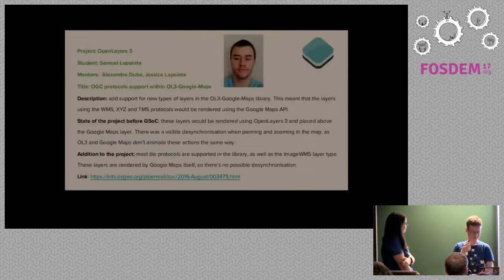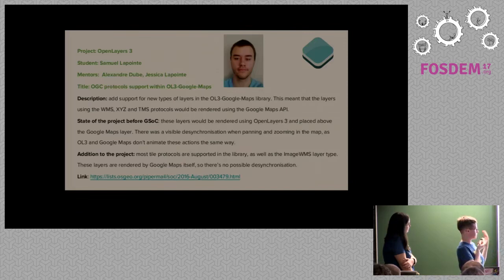We had one project on OpenLayers 3 from Samuel Lapointe, mentored by Jessica Lapointe, that is not a relation, they said. And she was one of our students, for example, for a couple of years. Samuel worked on the OpenLayers 3 Google Maps library, that is the library that allows to overlay OpenLayers and Google Maps. The problem was that when this library was used, the functions and the animation that was done on the maps was not consistent with the rest of the application, so he rewrote the library, sort of, and now the refresh of the map doesn't show these desynchronizations anymore.